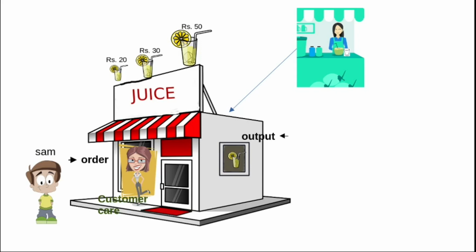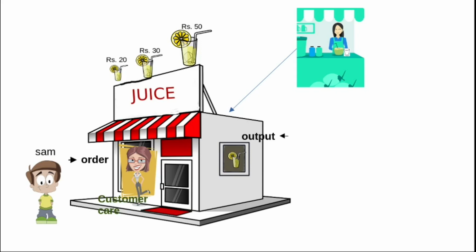Here you can see there is a boy, his name is Sam, and he comes to the juice shop where you can drink juice. There are three types of juice available in the shop, 20 rupees, 30 rupees and 50 rupees. And this is the customer care female who is seated in the front of the shop, and she asks for your order.